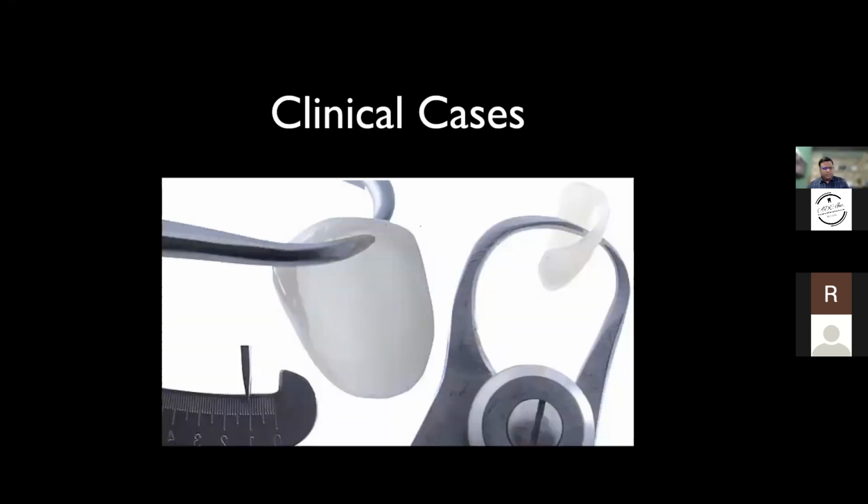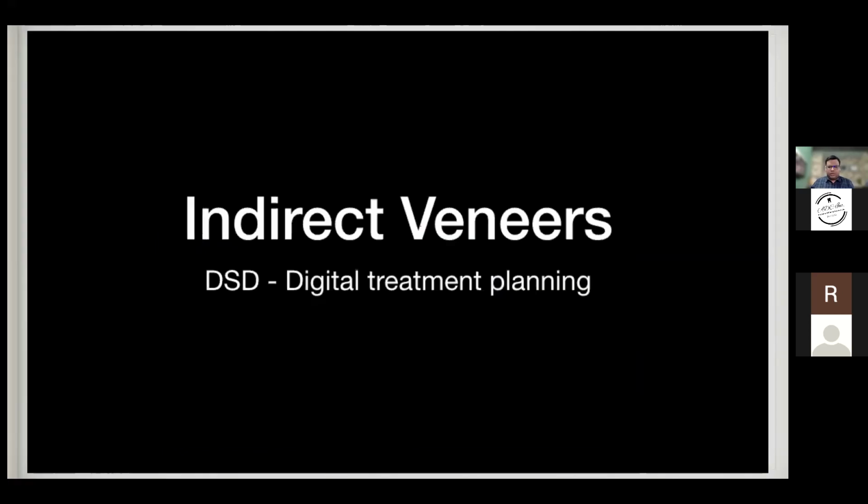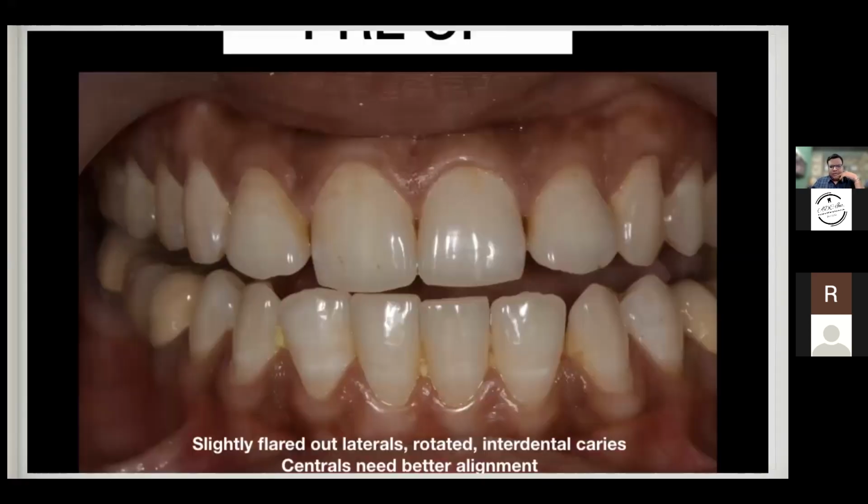Let's finish off with one clinical case before we move on to the demo. Again, I think we have two cases that we are showing here. Slightly flared out.